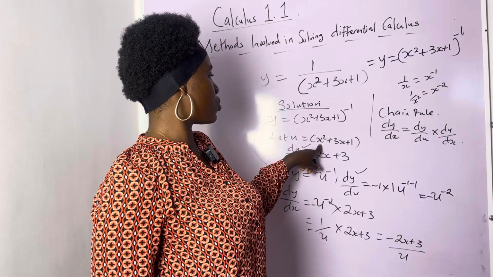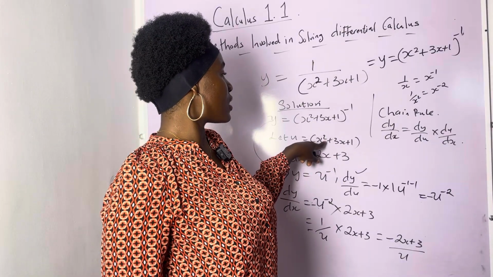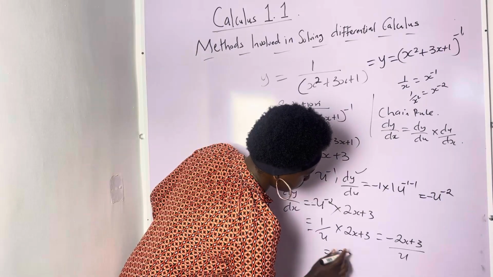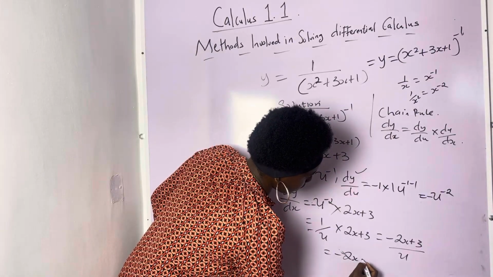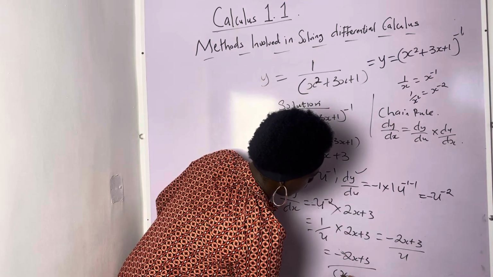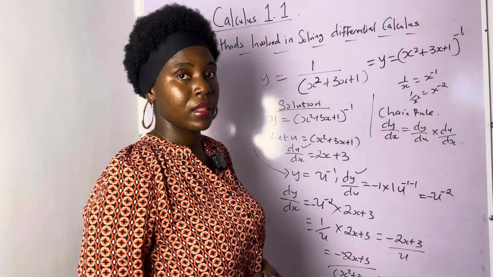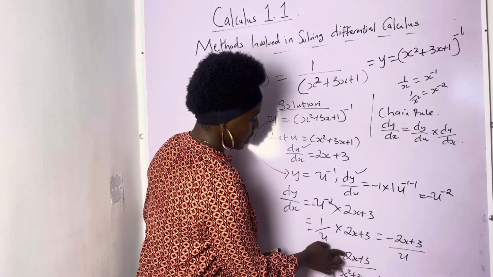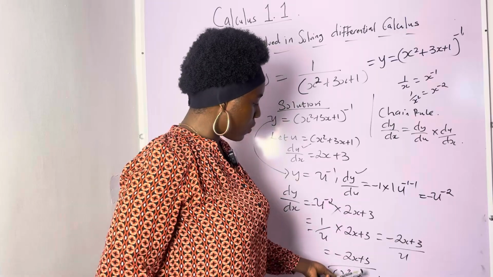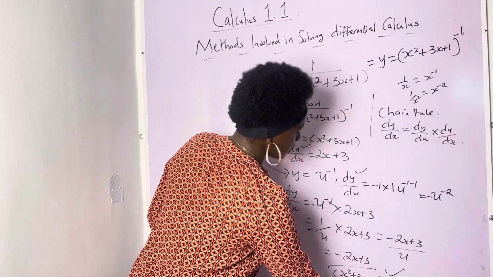But our u from the question is x squared plus 3x plus 1. So we're going to have minus 2x plus 3 all over u, which is x squared plus 3x plus 1. All right, so our final answer is minus 2x plus 3 over x squared plus 3x plus 1.